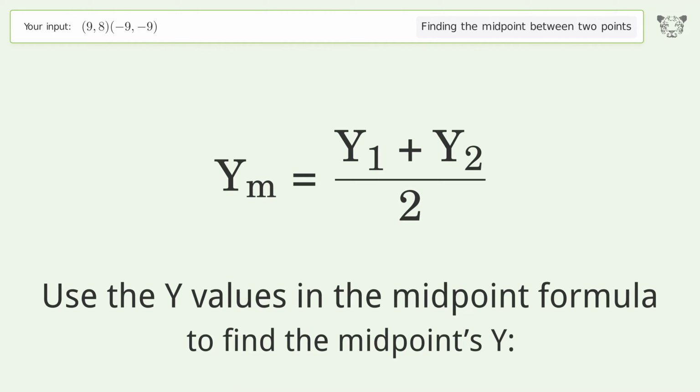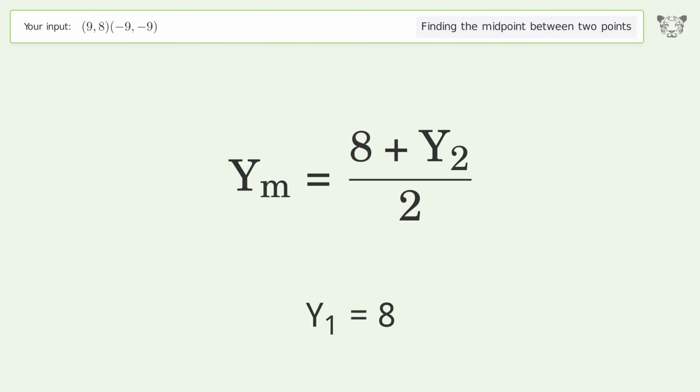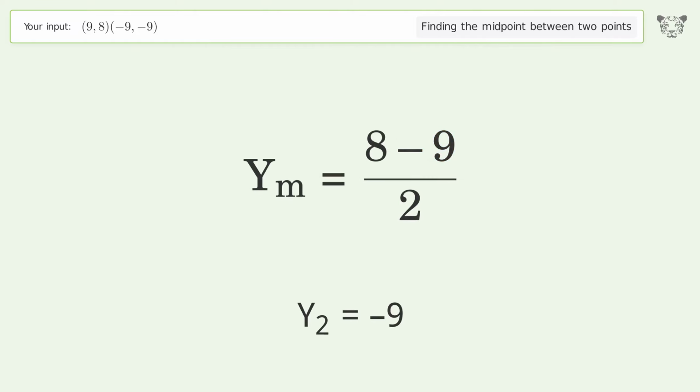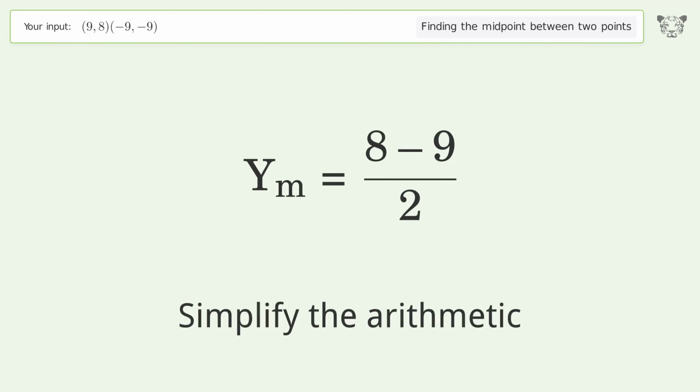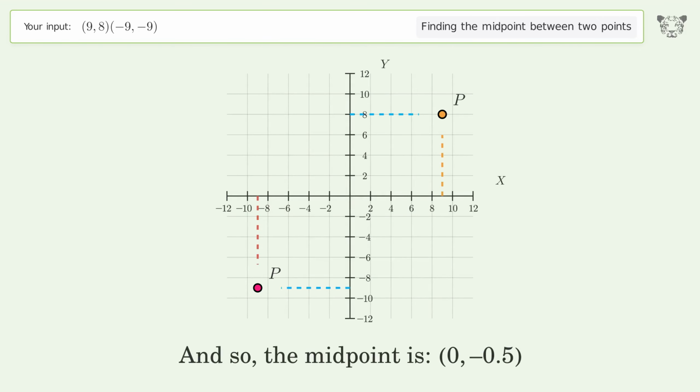Use the y values in the midpoint formula to find the midpoint's y. y1 equals 8. y2 equals negative 9. Simplify the arithmetic. And so, the midpoint is 0, negative 0.5.